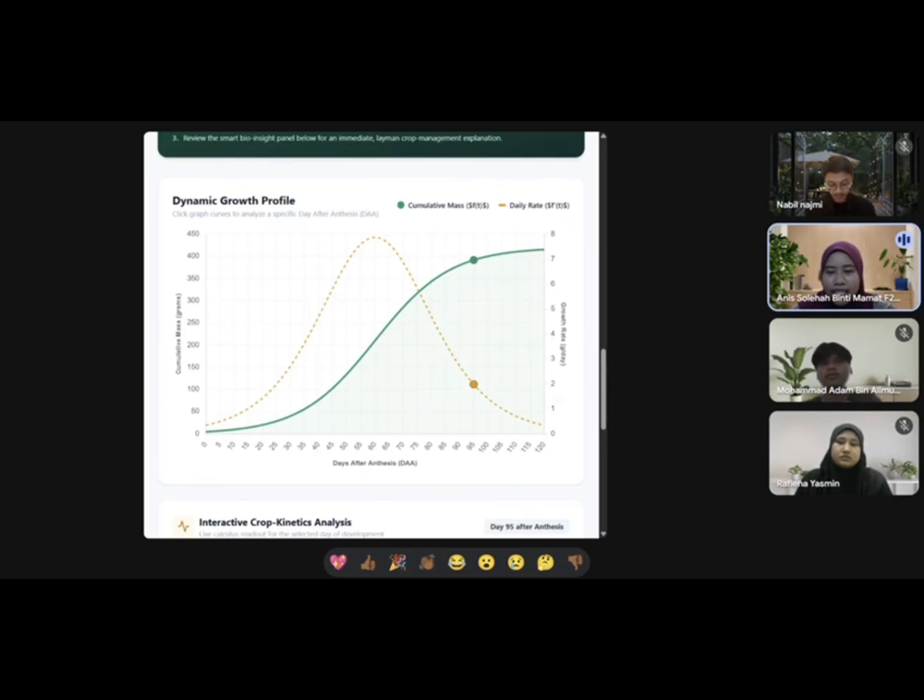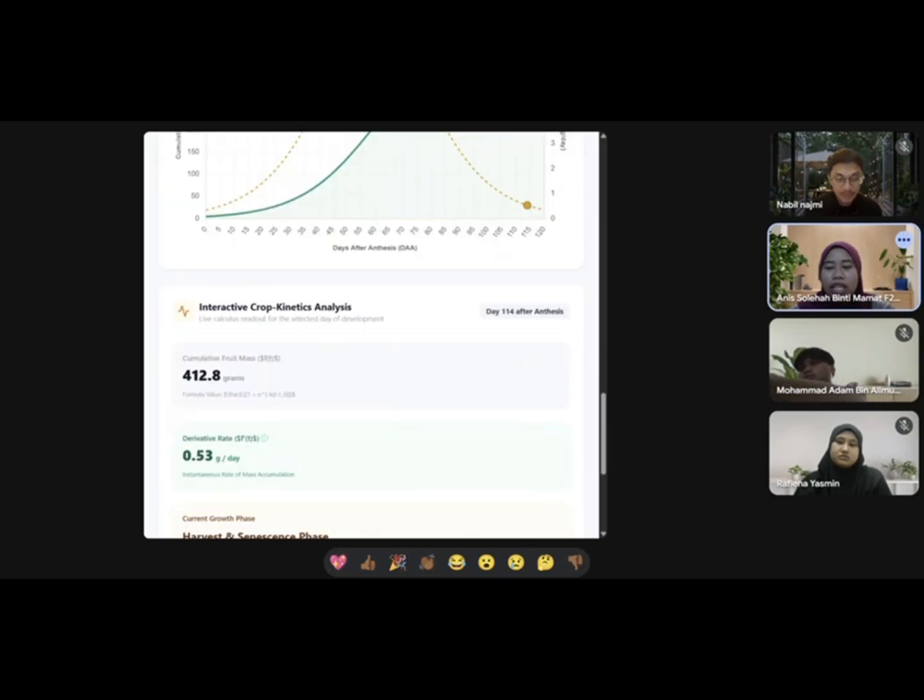Point 4, harvest and senescence phase, which is at day 115. At this day, cumulative mass places near our carrying capacity L, which is 450 grams, and the derivative approaches 0.53 grams per day. This derivative approaching 0 mathematically confirms physiological maturity. Harvesting must occur immediately to ensure optimal commercial shelf life.